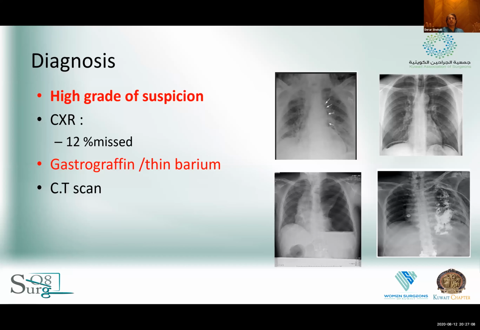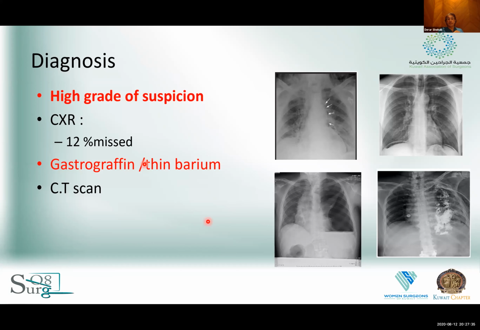So you obtain your chest X-ray. Again, chest X-ray may show some pneumomediastinum or hydro or pleural effusion or pneumothorax, air under the diaphragm here, and gastrografin followed by thin barium. You may have a free leak into the chest.